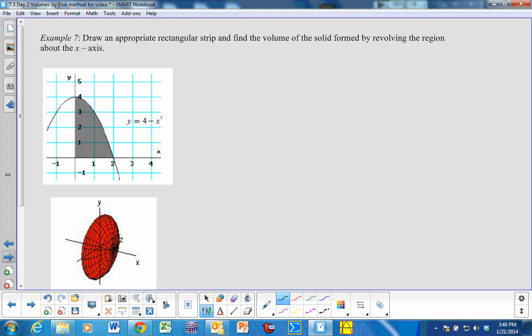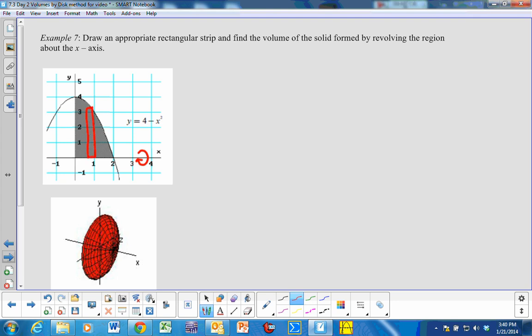So we're going to draw a rectangular strip here so that we can find the volume. Now the picture on the bottom there is just what the surface would look like after it's been revolved around, just so you can kind of see what that looks like. So here we want to go to our picture and draw a rectangular strip. Well, we're going to be revolving around the x-axis, and I like to always draw my figure showing we're going around the x. And so my rectangle needs to be perpendicular to the x-axis.